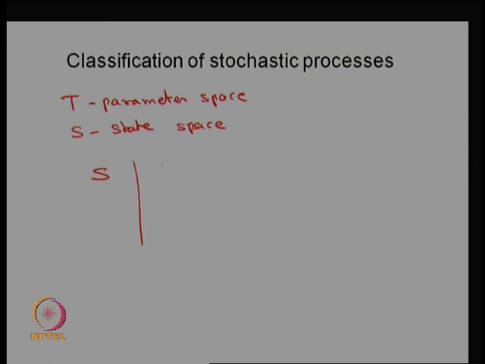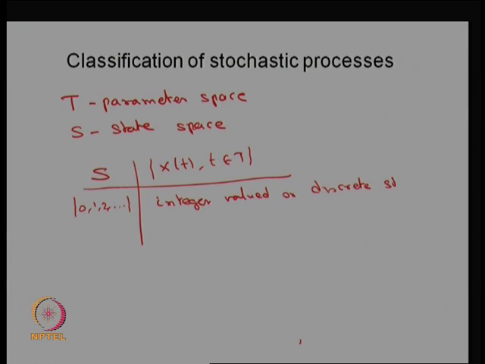Let us start with the capital S. Suppose S takes only countably finite or countably infinite values, then the corresponding stochastic process is going to be called an integer valued stochastic process, or we can call it a discrete state stochastic process. So, whenever the possible values of S are countably finite or countably infinite, then we say it is an integer valued stochastic process or a discrete state stochastic process.